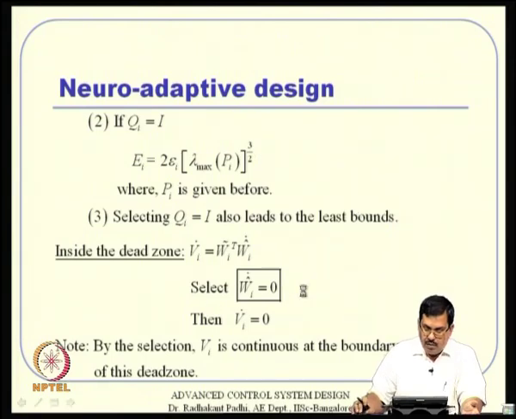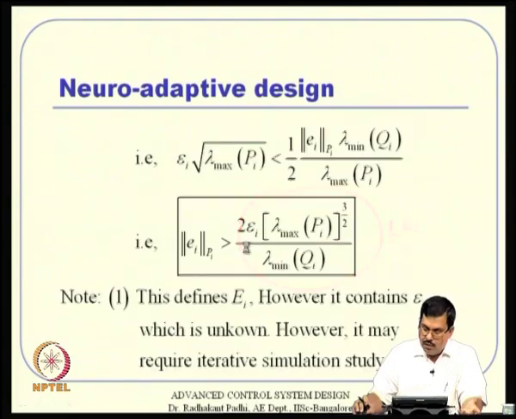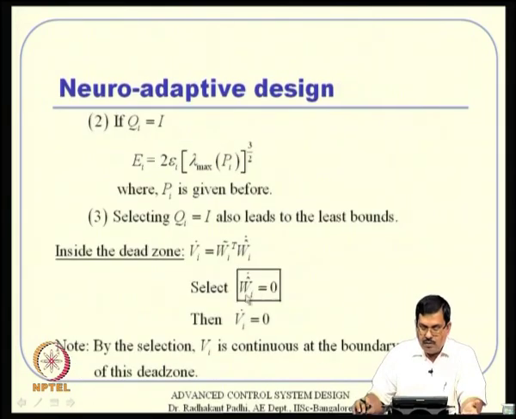Then, inside the dead zone, when we analyze this particular term, if the error happens to be inside, then we just select the weight update rule as 0, that is, Wi hat dot equal to 0. That means there is no change of weight after that. Then Vi dot will be equal to 0, so further error minimization will not happen, or at least the error will not grow. Vi dot will be assured to be 0.